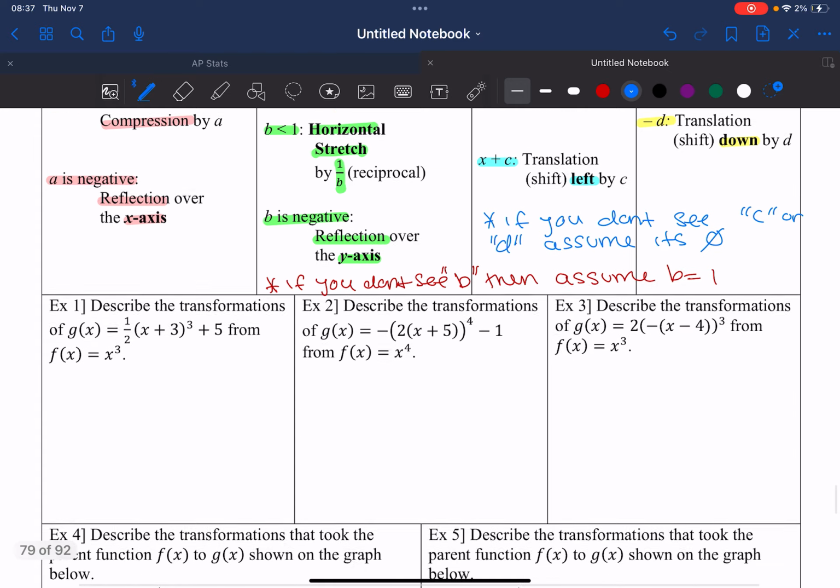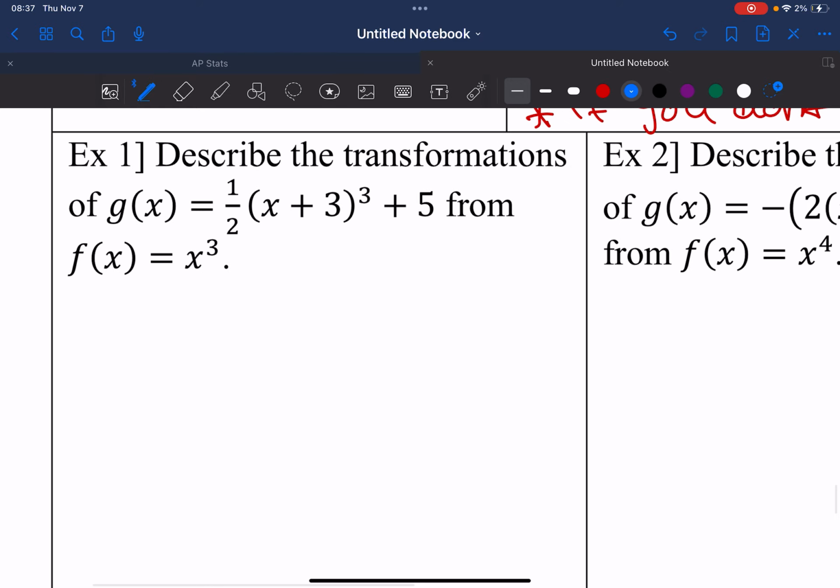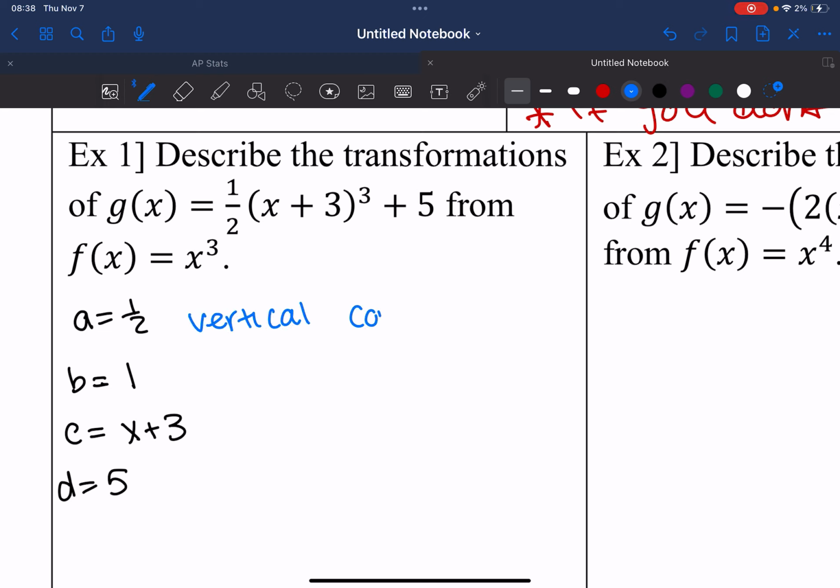Okay, so let's look at these examples here. For example 1, we're going to first label our A, B, C, and D. So A is 1/2, B is 1 since we don't see a B value. C, I'm going to write the whole expression, x plus 3, and D is 5. So this tells us that we have a vertical compression by 1/2. The B equals 1 does nothing. X plus 3 tells us we're going left 3. And D equals 5 says we're going up 5.